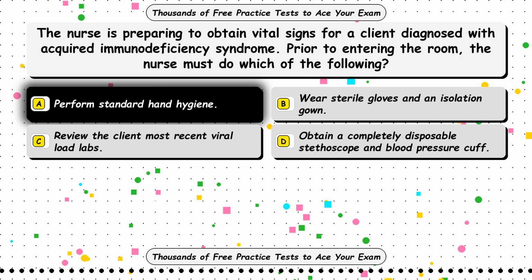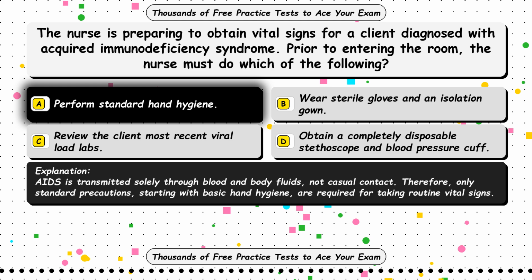The correct answer is option A, perform standard hand hygiene. AIDS is transmitted solely through blood and body fluids, not casual contact. Therefore, only standard precautions, starting with basic hand hygiene, are required for taking routine vital signs.